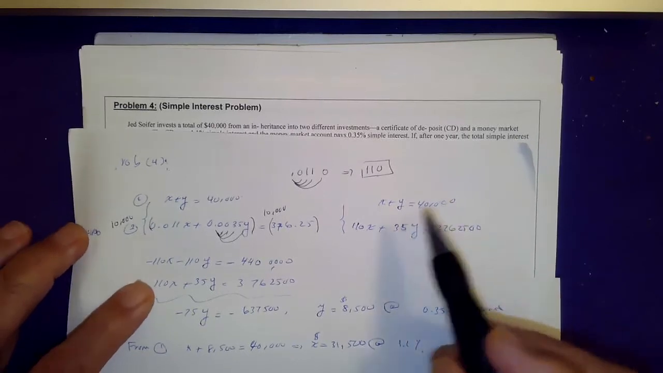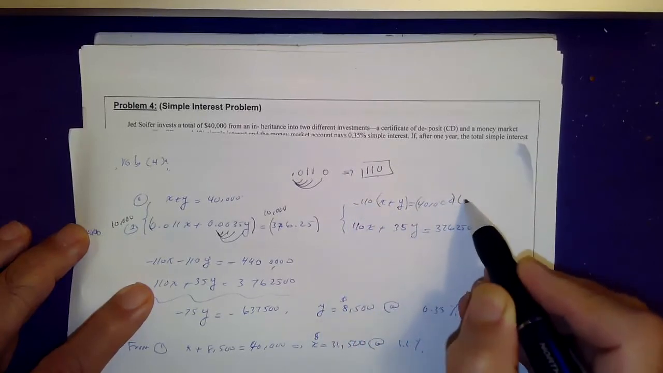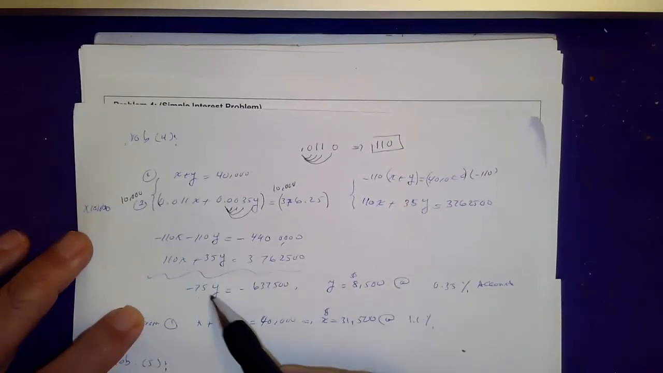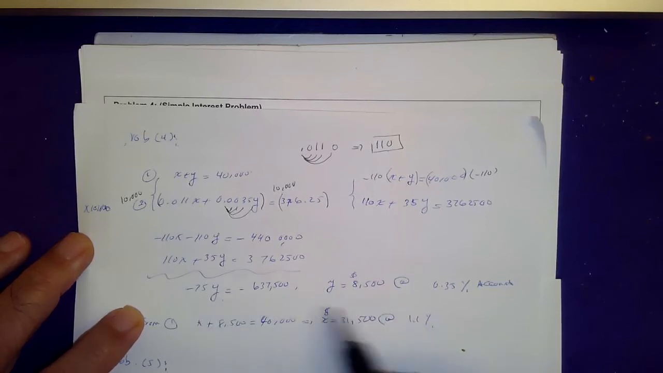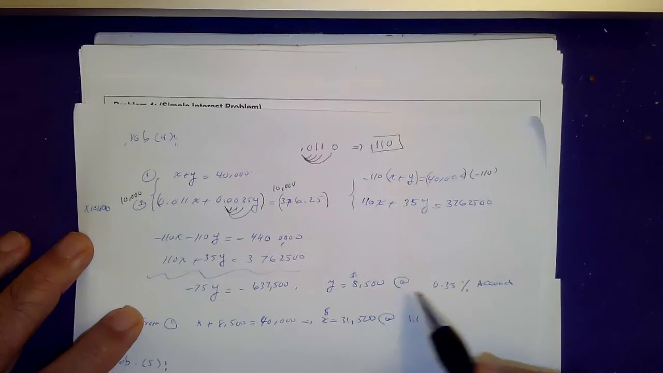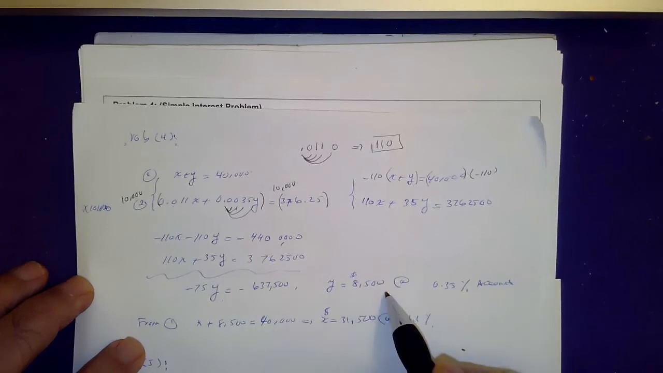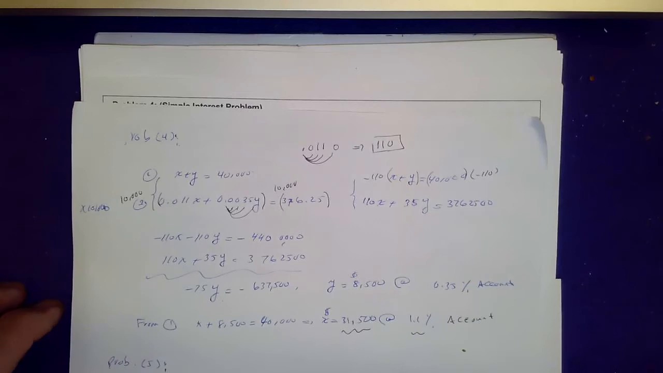And then you can multiply the equation x plus y equals 40,000 by negative 110, correct? Why would I do that? To cancel the x's when you add up the equations later. So we get negative 75y is equal to negative, what is this, 637,500. So you divide both sides by negative 75, you get 8,500 bucks at 0.35%. Remember, the total was 40,000, so subtract this from 40,000, you get 31,500 at 1.1%. And that's pretty much how you solve simple interest rate problems.